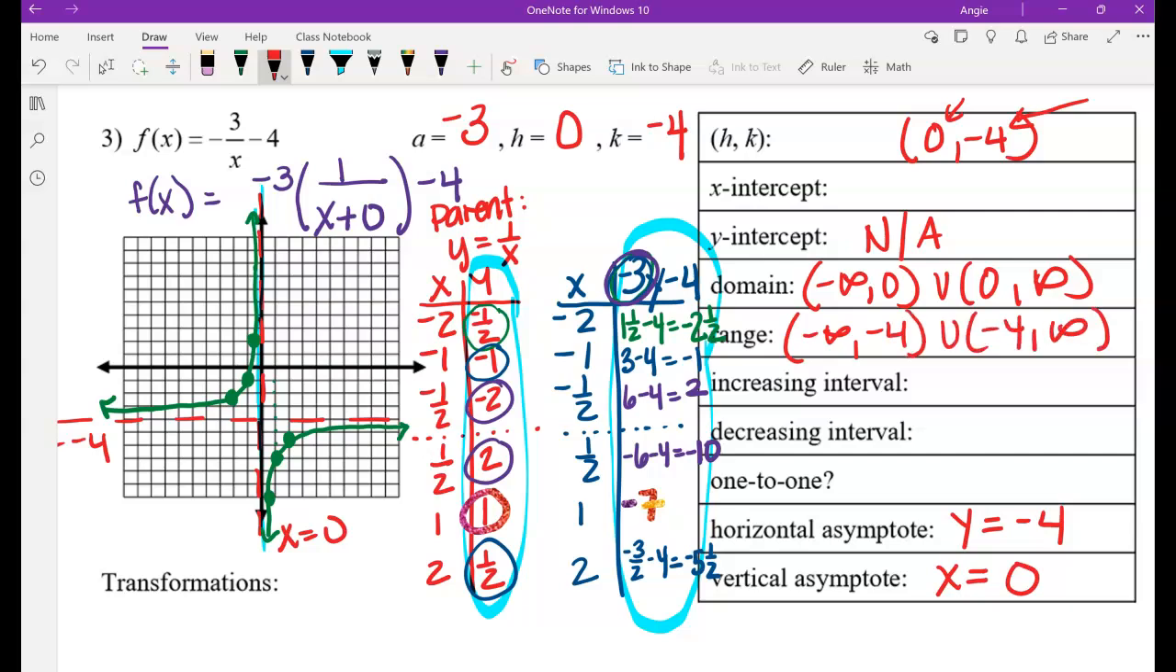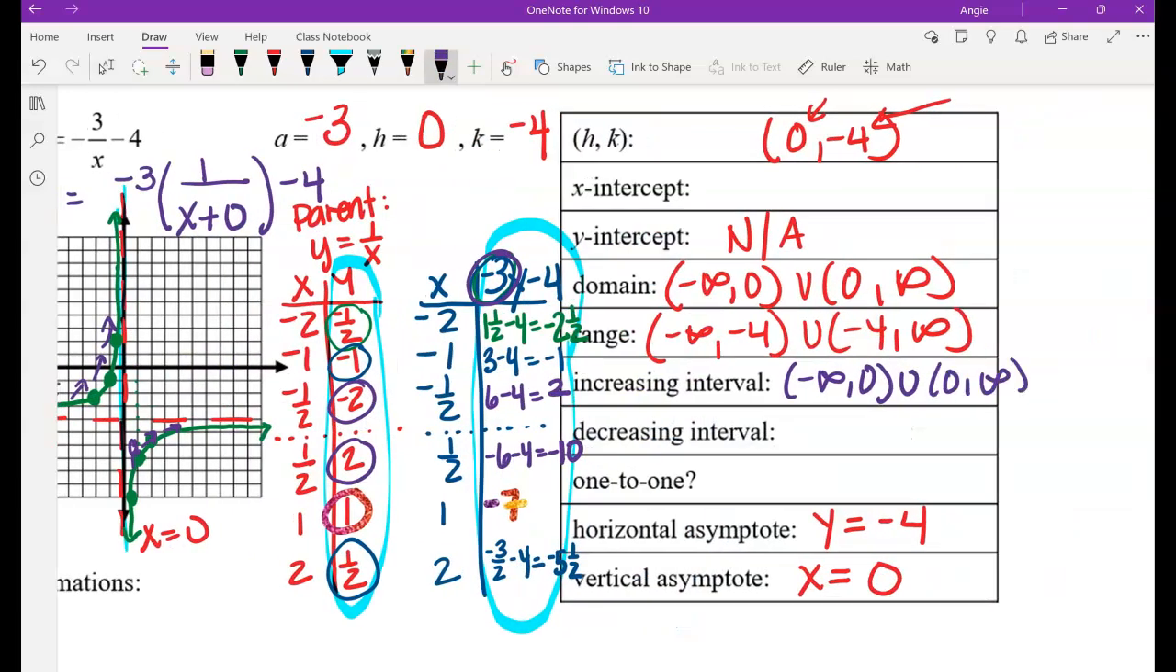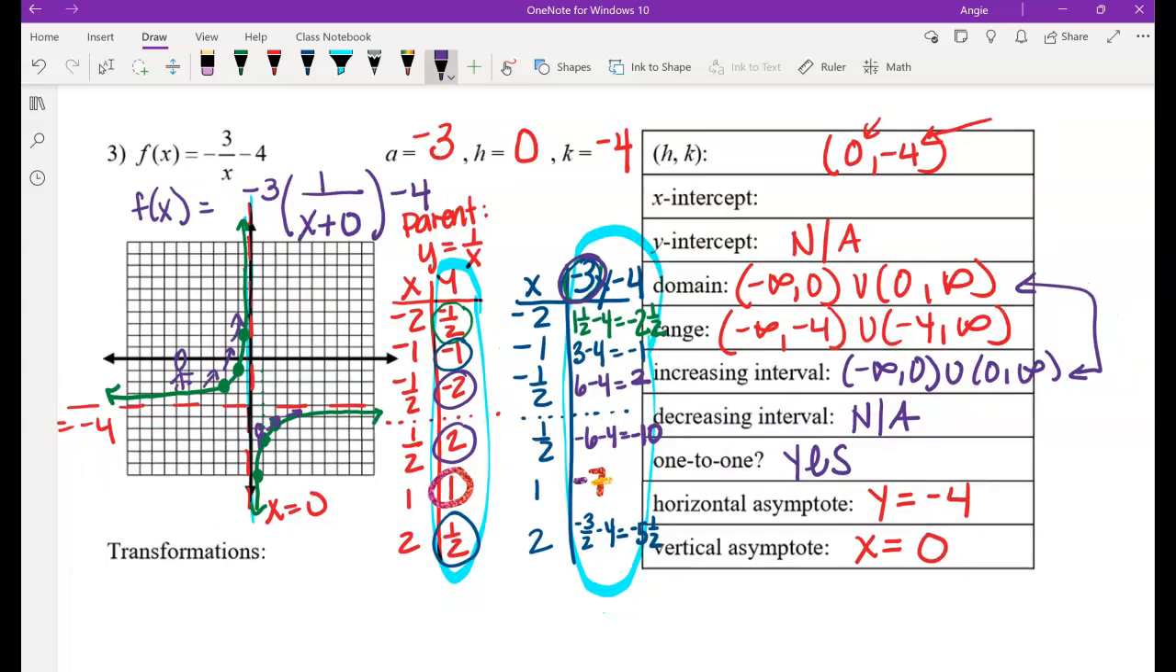It is definitely an increasing interval, so as you can see, if we were to go from left to right, this goes up. Same thing with this, if we go from left to right, this one is also going up. So increasing from negative infinity to 0, union 0 to infinity. Remember, increasing and decreasing is usually the same as your domain. You just need to know which one's which, okay? That means the entire thing is already increasing, so decreasing is NA. It is definitely a one-to-one.